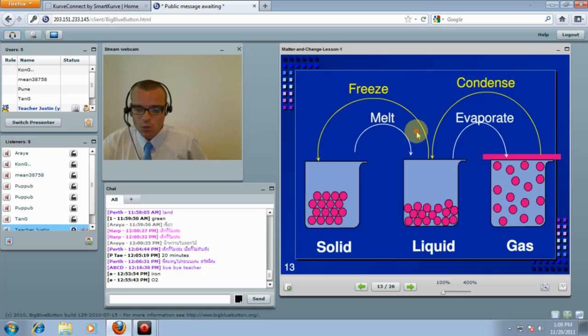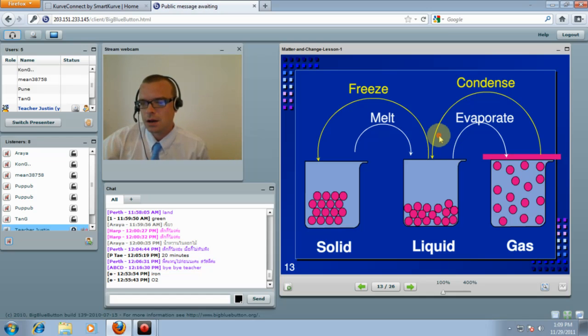When you freeze water, it's one of only a few things that actually gets bigger as you freeze it. Do you remember most things, if we heat them, they become bigger, they expand. In the case of water, if you freeze it, it becomes bigger as well. The particles move further apart. But condense is when a gas turns to a liquid. Can you think of any examples of that? When does a gas condense into a liquid?